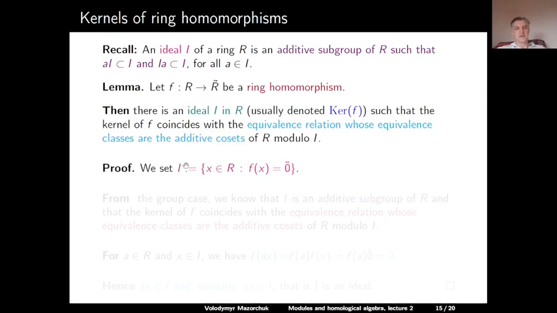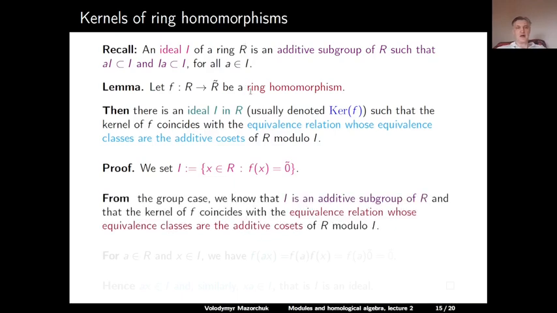Proof: again we set I to be the set of all elements x in R which are sent to the zero element in R tilde. From the group case, we know that I is an additive subgroup of R. So F is a ring homomorphism. In particular, it's a homomorphism of groups. So the kernel is a subgroup of R, and the kernel of F coincides with the equivalence relation whose equivalence classes are the additive cosets of R modulo I. And here we don't need the normality because the additive structure is commutative on any ring.